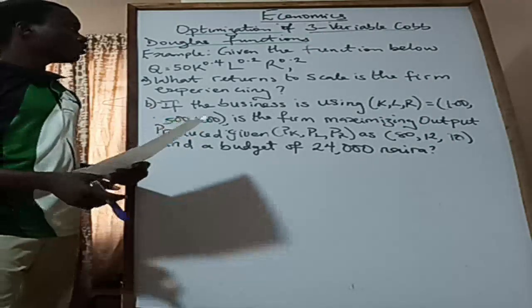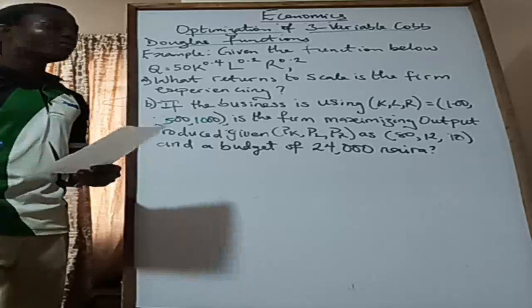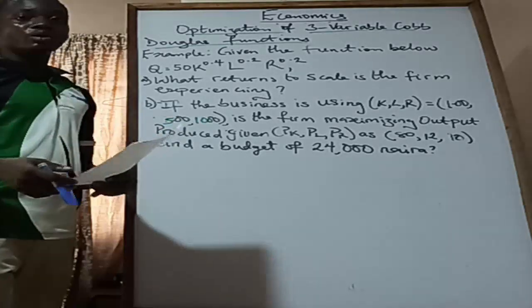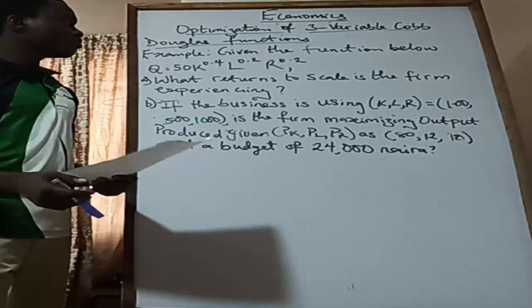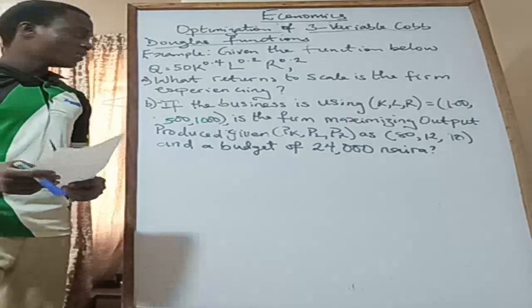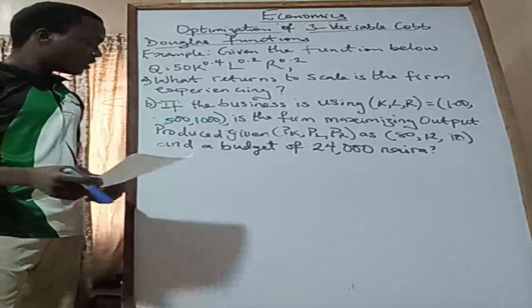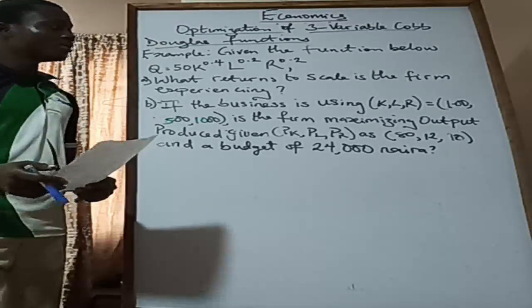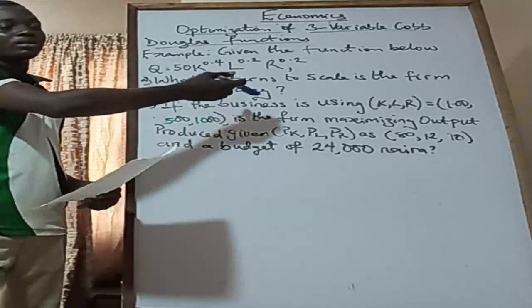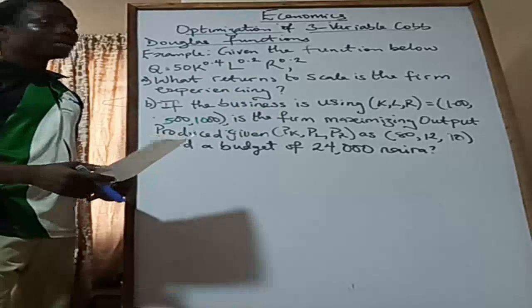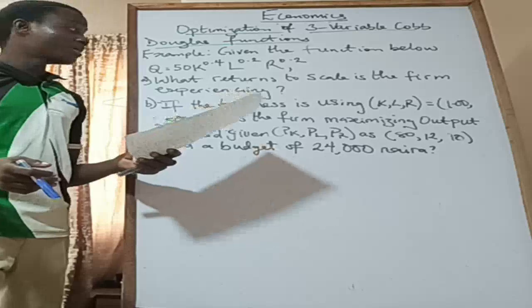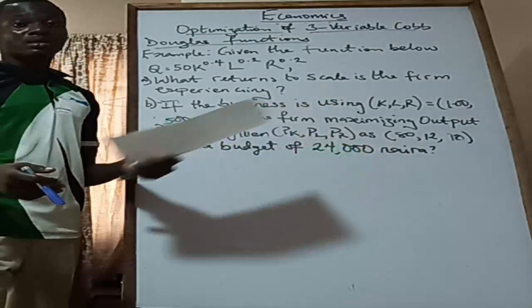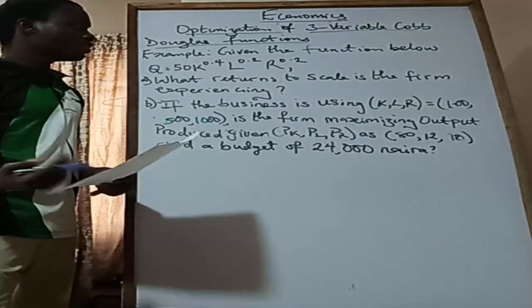Given the following function below, Q is 50, K raised by 0.4, L raised by 0.2, R raised by 0.2. Now the first question says, what returns to scale is this firm experiencing? And then B says, if the business is using the inputs in that order, KLR, capital, labor, and land. R stands for land. So L is labor, then R is for land.